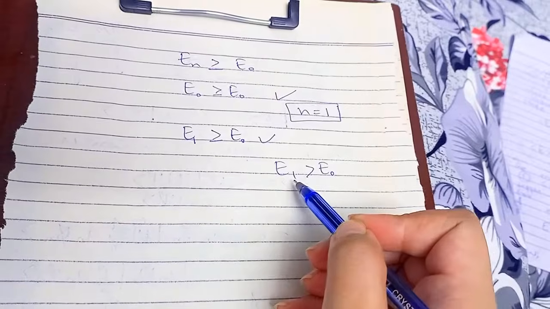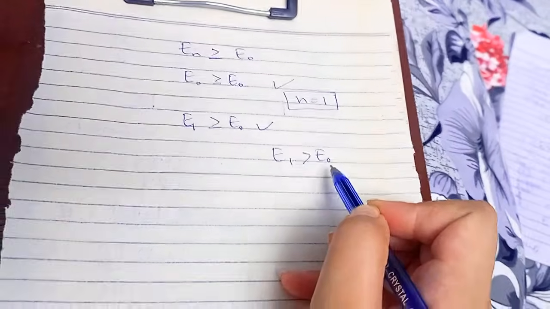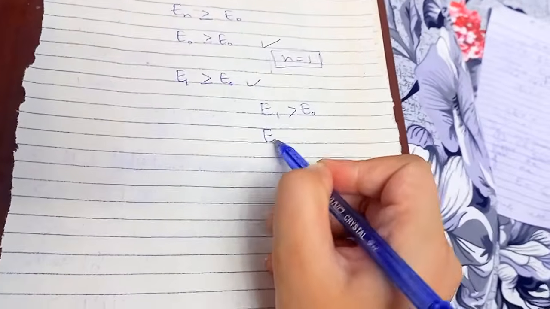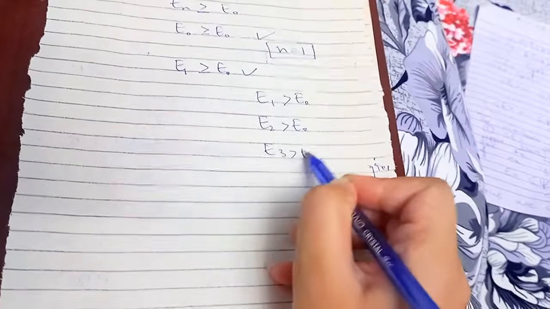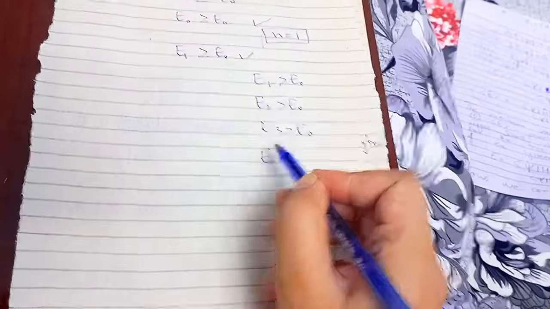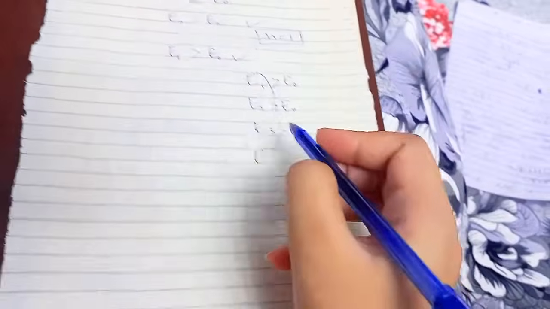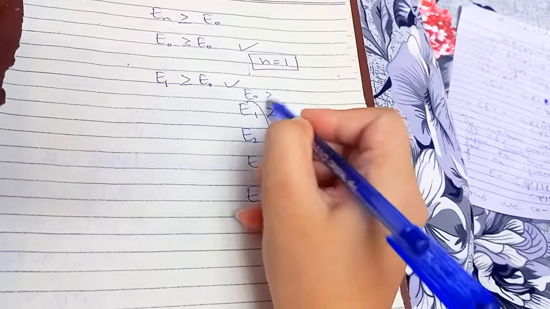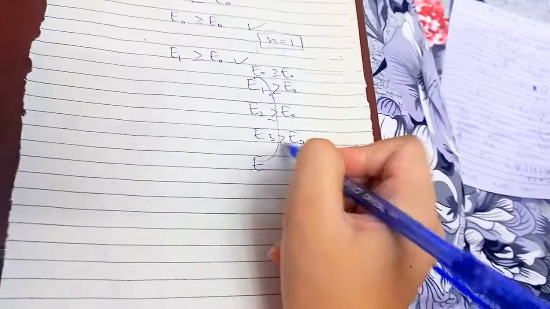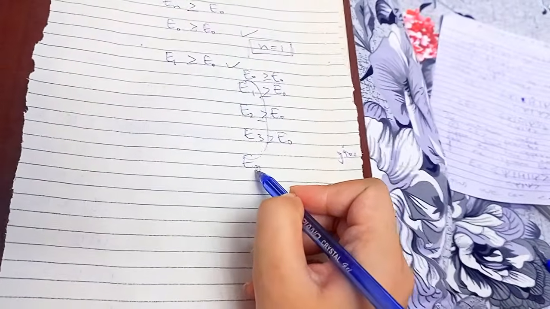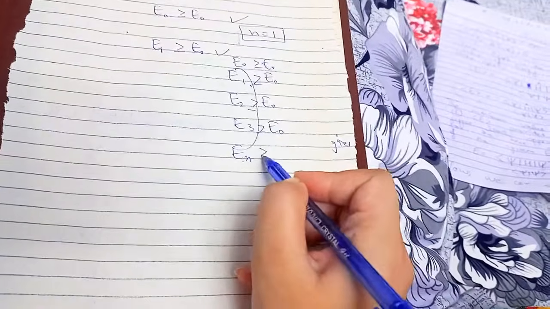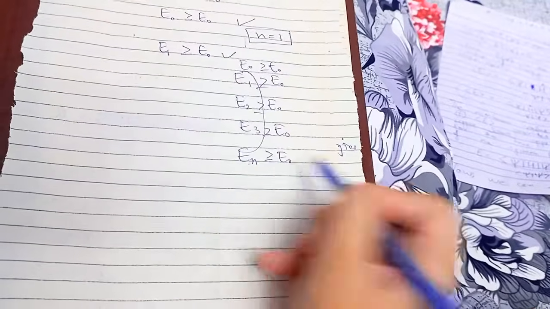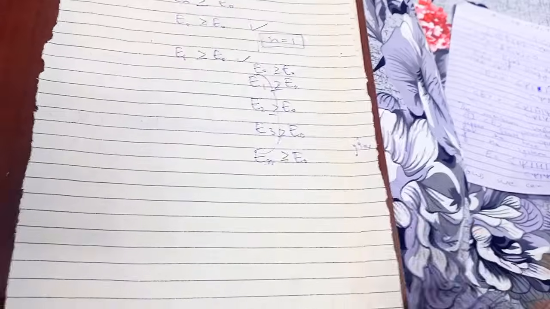The first excited state is obviously greater than the ground state, and obviously E2 will be greater than E0 as well. E3 will be greater than E0 as well. So in general we can say that these are excited states, and starting from E0, we can write in general that En, the eigen energy levels, will be greater than or equal to E0. This is a statement that we can say for sure.